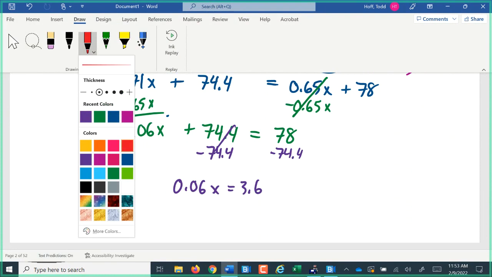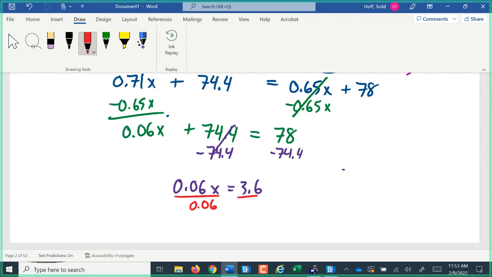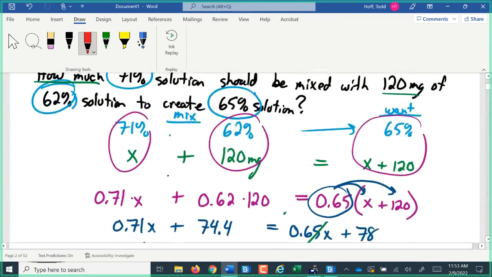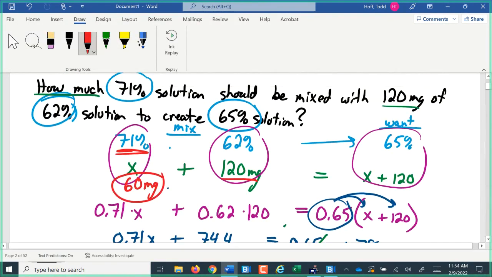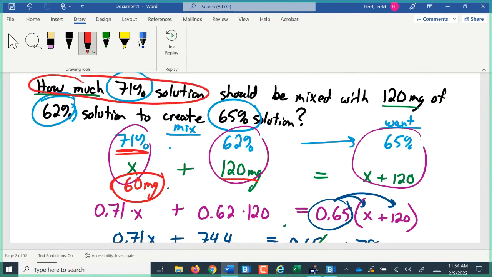And finally, we divide by 0.06. X equals 60. Now again, we need to make sure we know what that represents. X was the amount of the 71% solution. Our other amounts were in milligrams, so that is in milligrams as well. Make sure we've answered the question. We're asked how much of the 71% solution, and yes, that is our answer. 60 milligrams is how much we need.